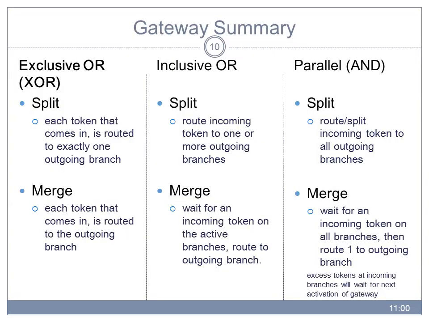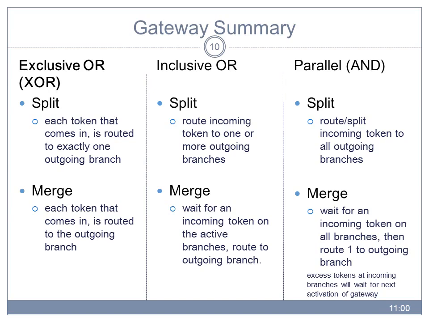So if we give a little summary of the different gateways, in terms of the split, the exclusive OR means that each token that comes in is routed to exactly one outgoing branch. The inclusive OR means that each incoming token is routed to one or more outgoing branches, and for the AND, each incoming token is routed to all outgoing branches.